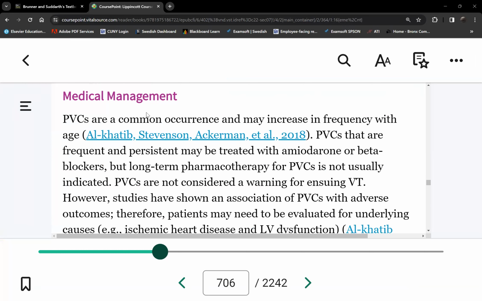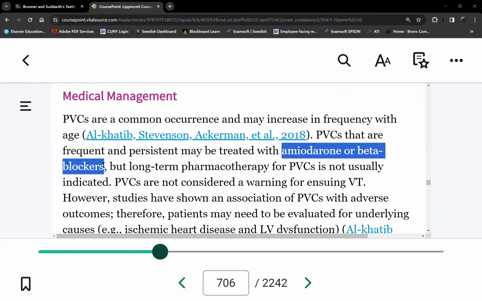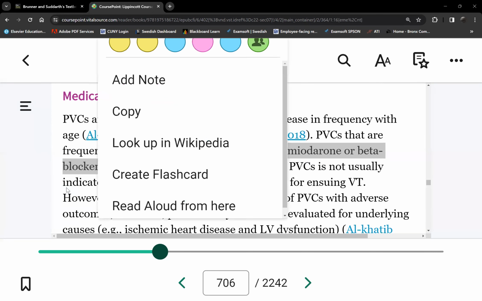Management. Depends again, if the patient is symptomatic and what is the primary condition for which they are admitted. If they are frequent and persistent, what's the treatment? Amiodarone or beta blockers. But what did we learn last week? We looked at the table with the antidysrhythmic drugs. What should we always keep in mind whenever we administer antidysrhythmic drugs? Okay, they will trigger new and even different dysrhythmias.